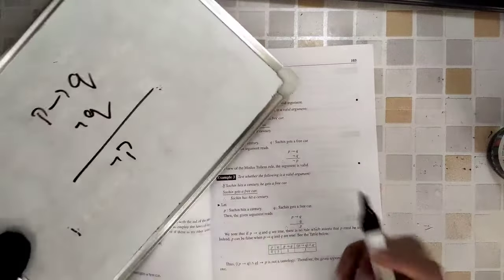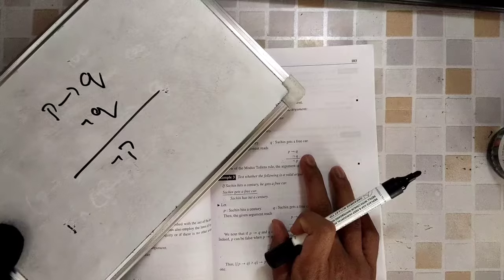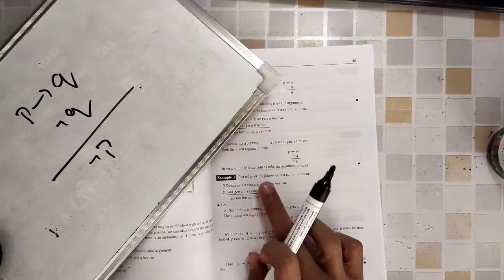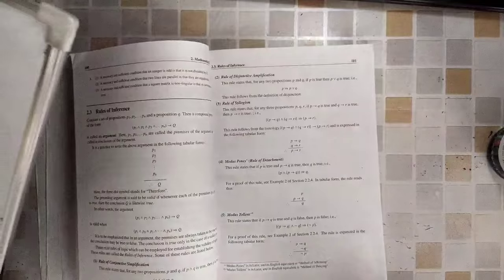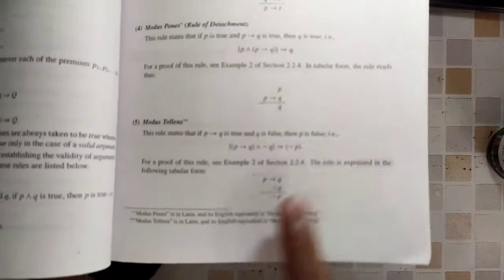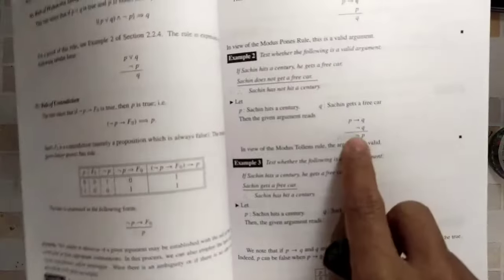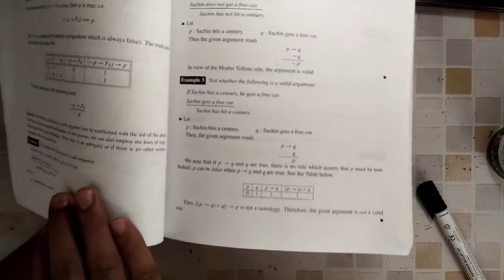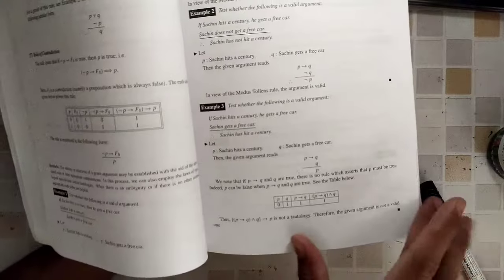So P implies Q, negation Q. In view of modus tollens, here instead of ponens they are using modus tollens. See here, modus tollens appears same to same, like this, and here also it is the same. I'll show you the textbook one by one; just take a snapshot of it and then understand. We have further so many examples here, like example 4, example 5, then example 6.